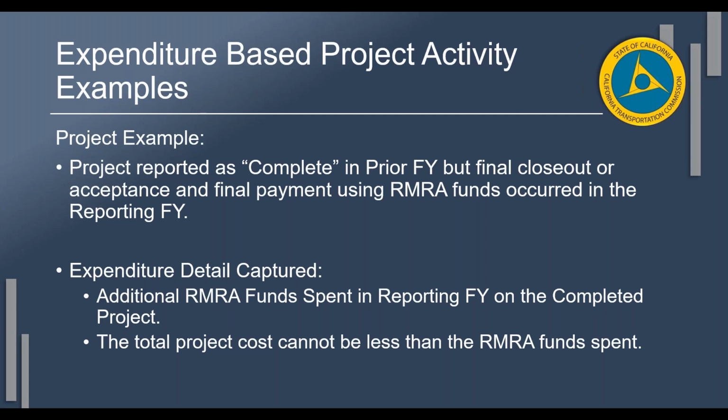So the project reported as complete in the prior fiscal year, but the final closeout, acceptance, and final payment of the RMRA funds occurred in the reporting year. And so your additional RMRA funds spent in the reporting fiscal year on that completed project, this is where you're going to be capturing that, okay? The total project cost, and I cannot stress this enough, your total project cost cannot be less than the RMRA funds that were spent, right? So it's got to be higher than that amount. And we're going to catch it, and then we'll be talking to you about it. If you catch it up front, it makes things so much easier for all of us.